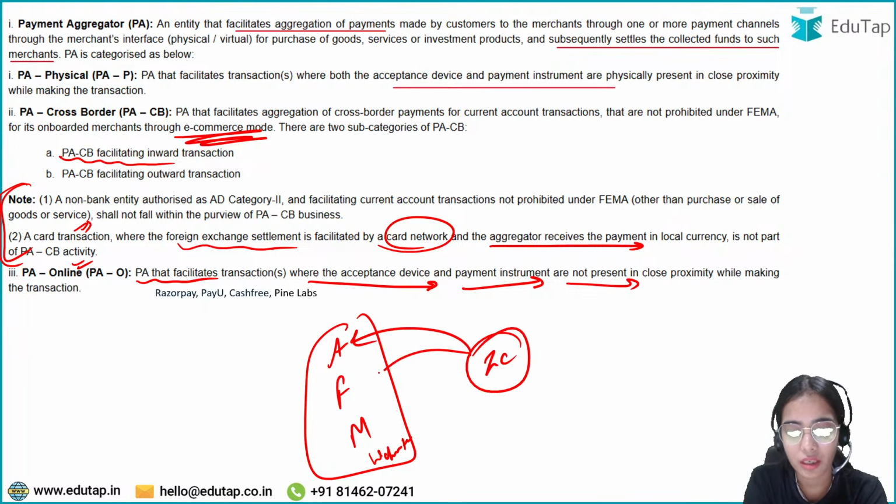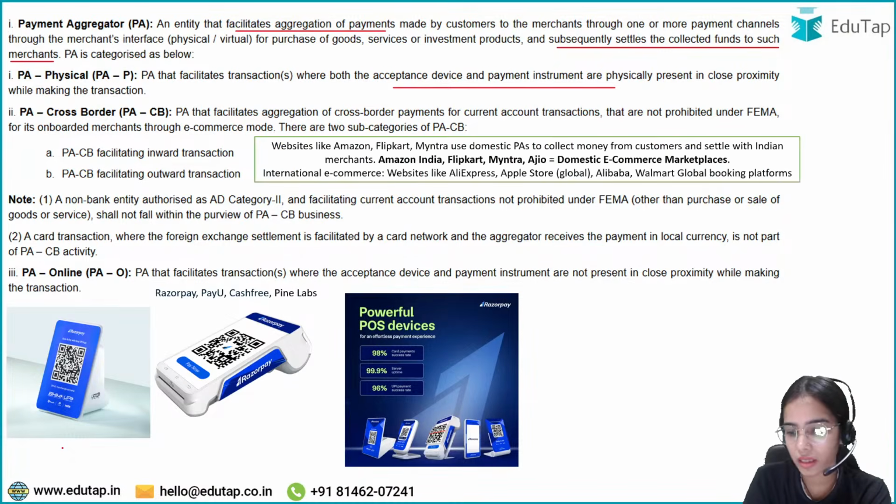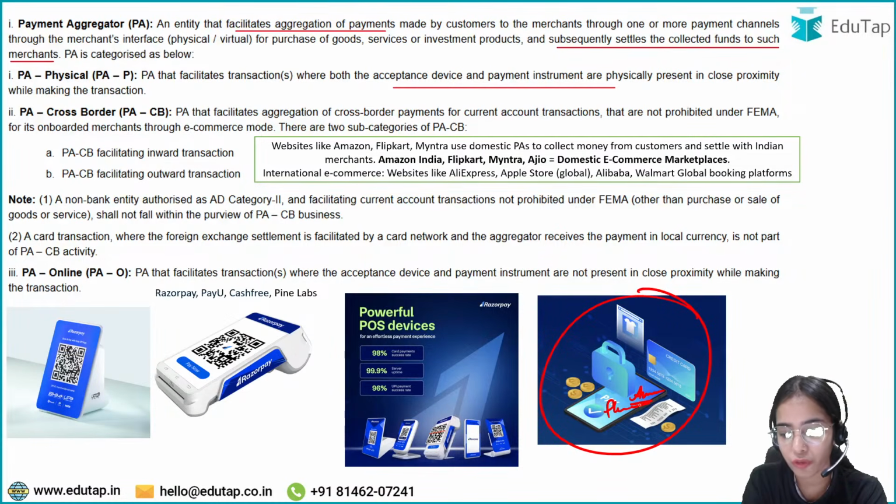You are buying something from the internal websites, the websites and e-commerce platforms present in India. So basically that is payment aggregator online. Here, if you have bought something from Amazon India, Flipkart India, or Meesho, you can pay through your UPI or your credit card. Here you are just buying through the e-commerce website.